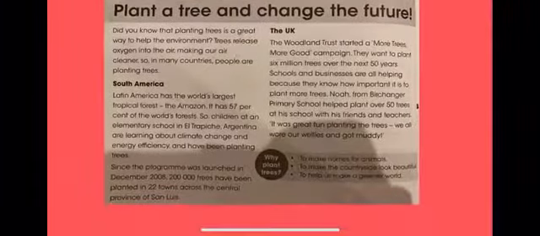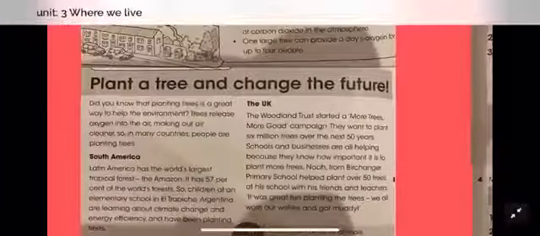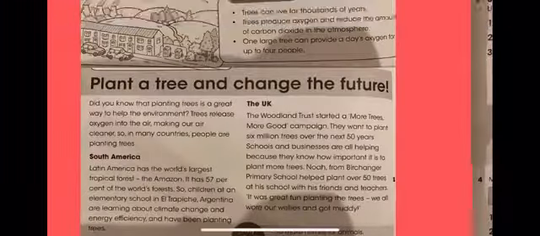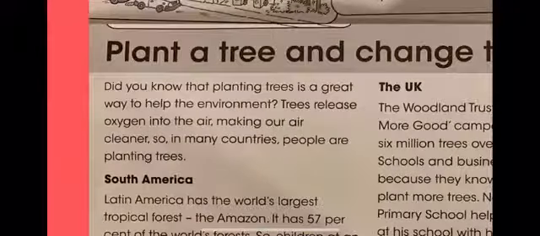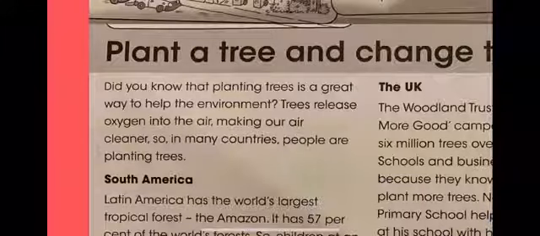Okay, so here, why plant trees? Do you know that planting trees is a great way to help the environment? Trees release oxygen into the air, making our air cleaner. So in our countries, people are planting trees.